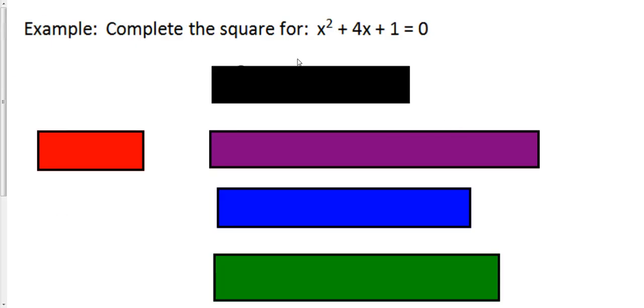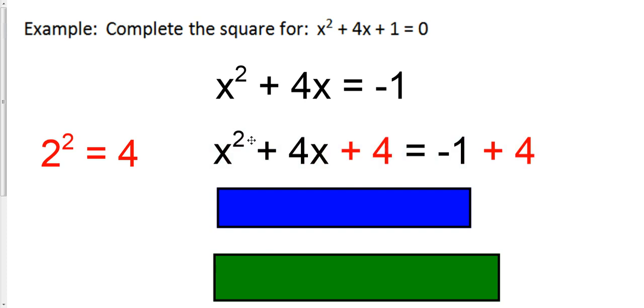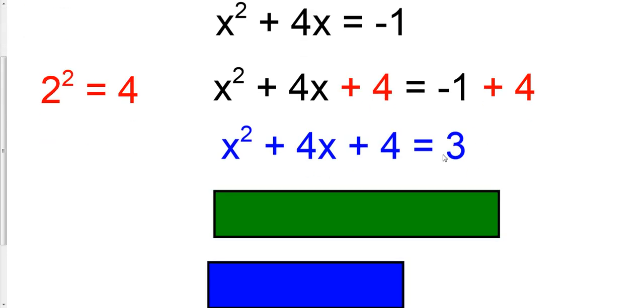So let's do it again. Let's try completing the square for x squared plus 4x plus 1 equals 0. Remember, the first step is to get rid of that constant on both sides. So we subtract 1 from everywhere. We get x squared plus 4x equals negative 1. We need to take half of 4, half of our x term, and then square it. Half of 4 is 2. 2 squared is 4. So we're adding 4 to all of the sides: x squared plus 4x plus 4 equals negative 1 plus 4. And negative 1 plus 4 we can simplify to 3.